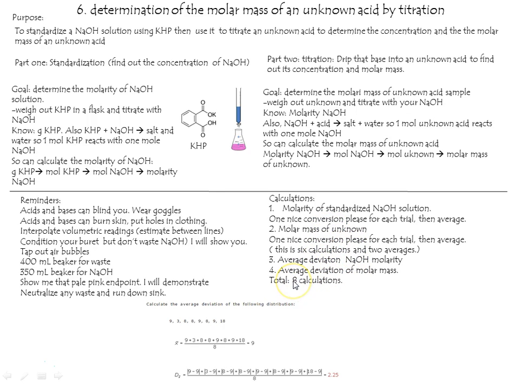So really the total is 10 calculations, right? 4 and 4 makes 8, and then these 2 average deviations. For that average sodium hydroxide molarity, please calculate the average deviation. For the molar mass calculation, from that average, give me one calculation that gives the average deviation. That 8 should really be a 10.